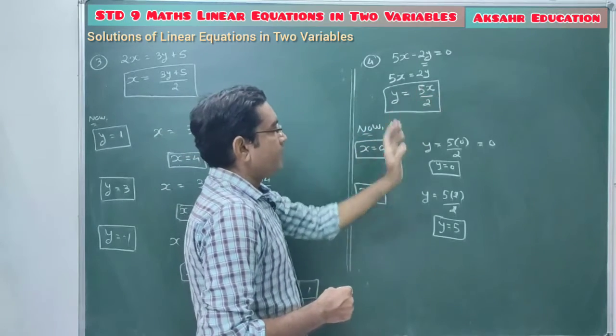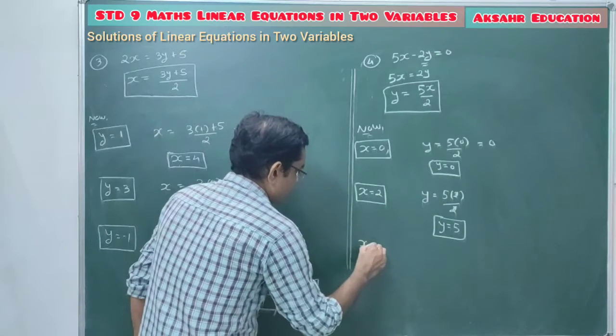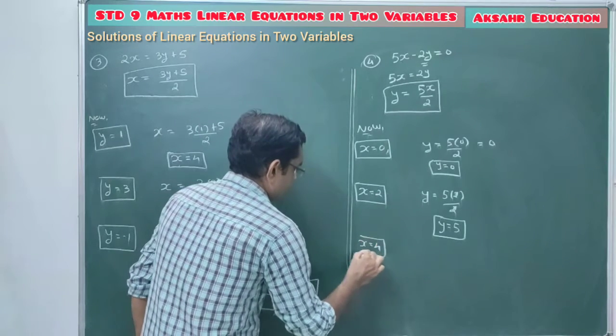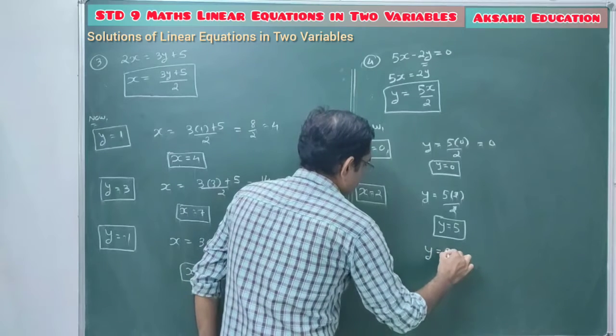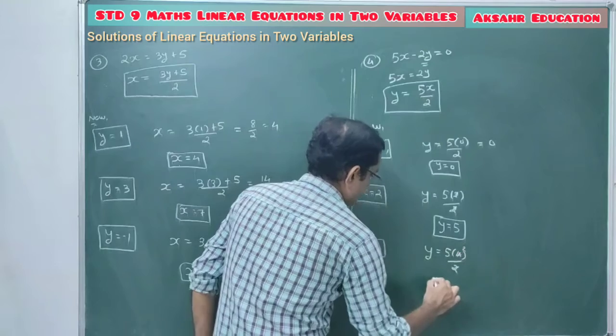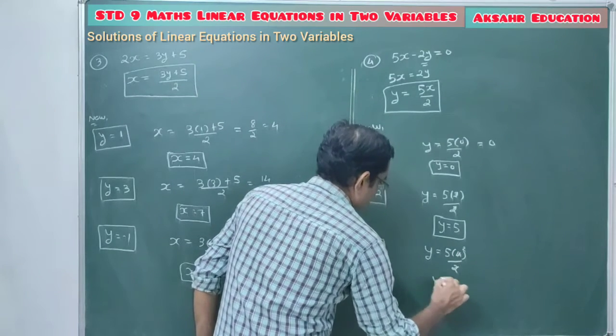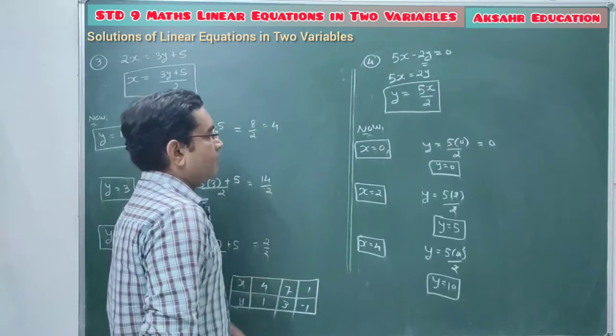Now if you are taking x equal to 3, then it will again be a fraction. So we are taking x equal to 4. For x equal to 4, we are getting y equal to 5 into 4 divided by 2. So 2 twos are 4, so y equal to 10. Consider some negative values.